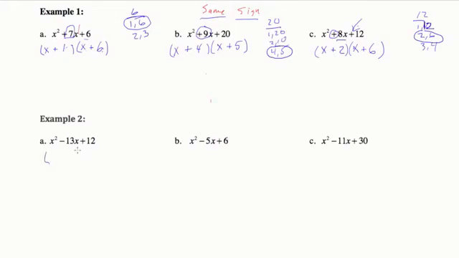Okay, example 2. Very similar problem. Okay, that's a bad parentheses right there. All right, so again, what does that sign tell us? That tells us they're the same sign. However, that negative tells us that they're both negative. Because when you add two numbers up and they're the same sign, they have to be negative in order to add to a negative number. All right, so we have a 12. So again, we have a 1 and a 12, 2 and a 6, 3 and a 4. And we have to add to 13. That would be the 1 and the 12.